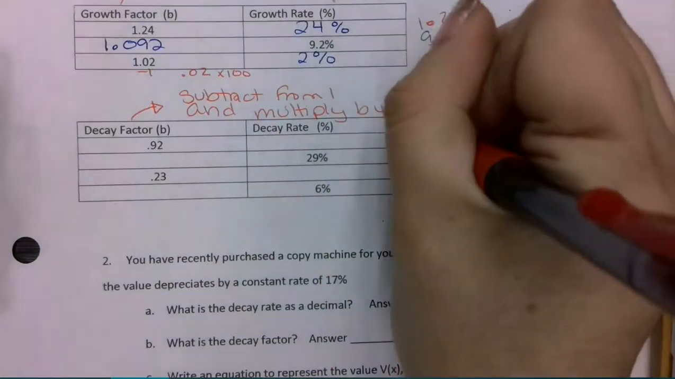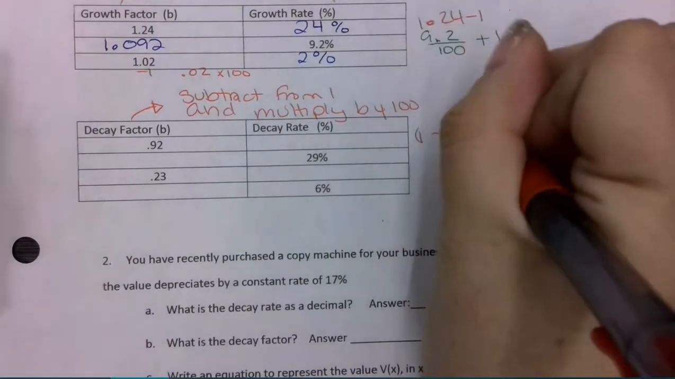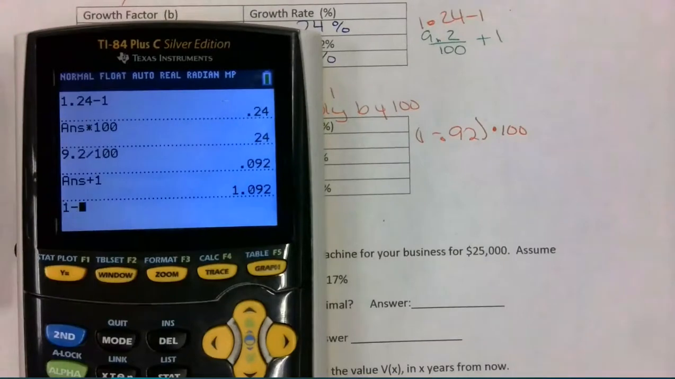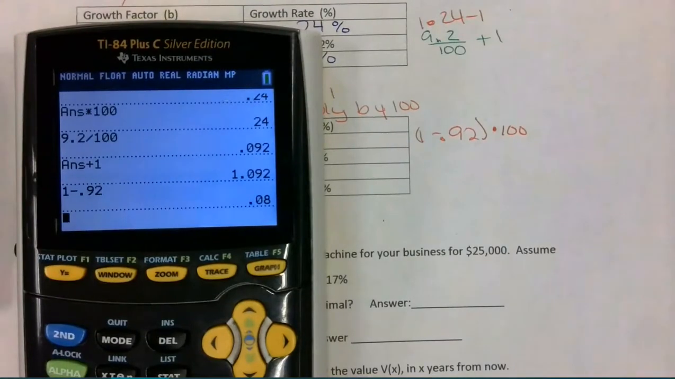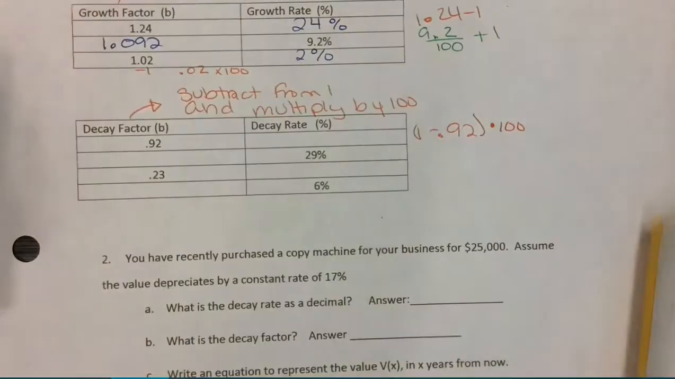So what I want to do here is I want to do 1 minus 0.92. And then take my answer and times by 100. So 1 minus 0.92 gives me 0.08. And then I multiply by 100 to get 8%.